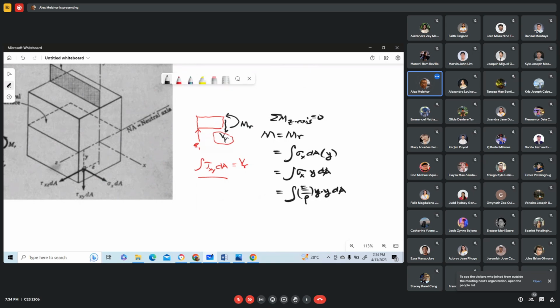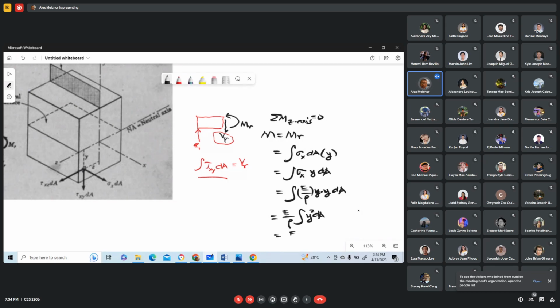And this E here is the modulus of elasticity, which is constant. The value depends upon the type of material, and this rho is constant also. The radius of curvature is constant. So we can place all constants outside the integral sign. So the integral of y squared times differential area.